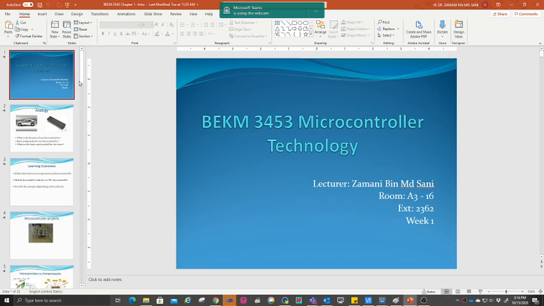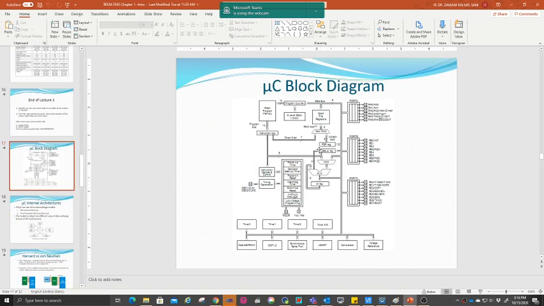Alright, so we stopped here at lecture one. Let's proceed. The next slide is about the microcontroller block diagram. This is just to let you know what is actually inside. You are going to learn about the ports, the I/O ports, which is this one.